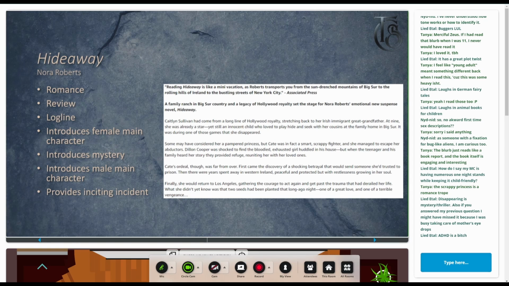However, we don't have the inciting incident for the current story, except for the fact that she's returning to Los Angeles, but there's going to be something that happens that draws her into the great love and terrible vengeance. I am not entirely sure this is the best blurb in the world. However, Nora Roberts doesn't really need excellent blurbs to sell books at this point, because her name alone sells books.